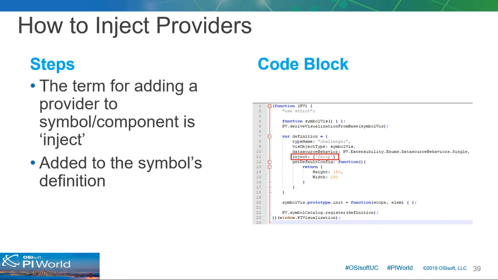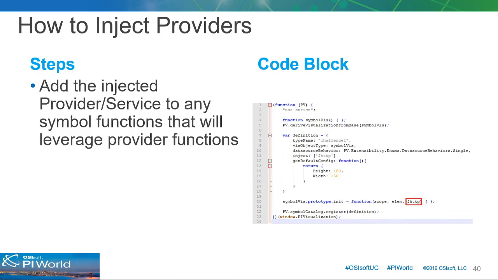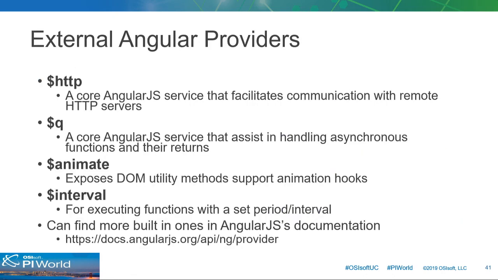Once you've added it to the definition, you can then use it in different functions if you add it as a function parameter here. I have it added to my initialization function. There are a number of ones that are available. HTTP is a standard one. Q also helps in handling asynchronous requests. Animate and interval are a handful of other ones. But these are all native AngularJS providers, and you can find documentation on them through AngularJS's website.